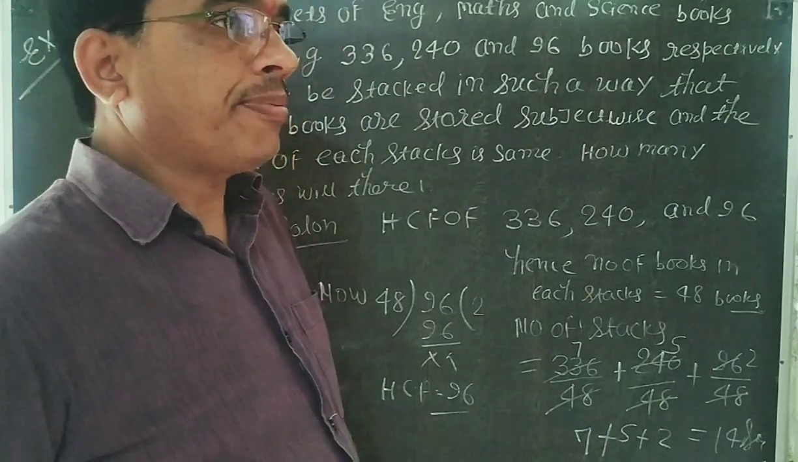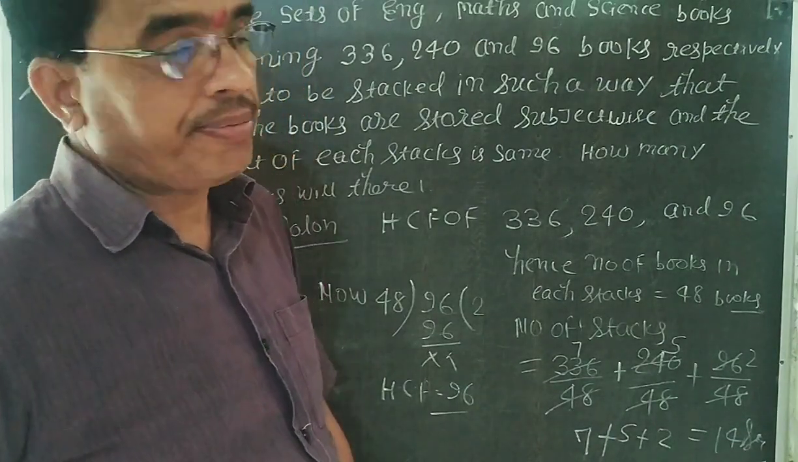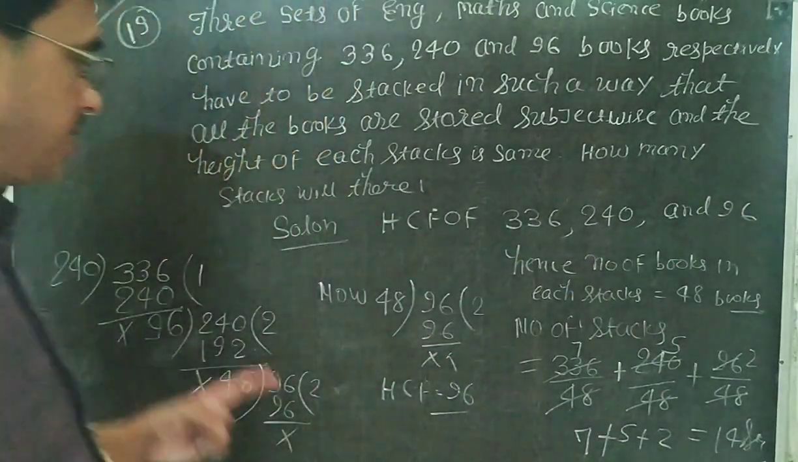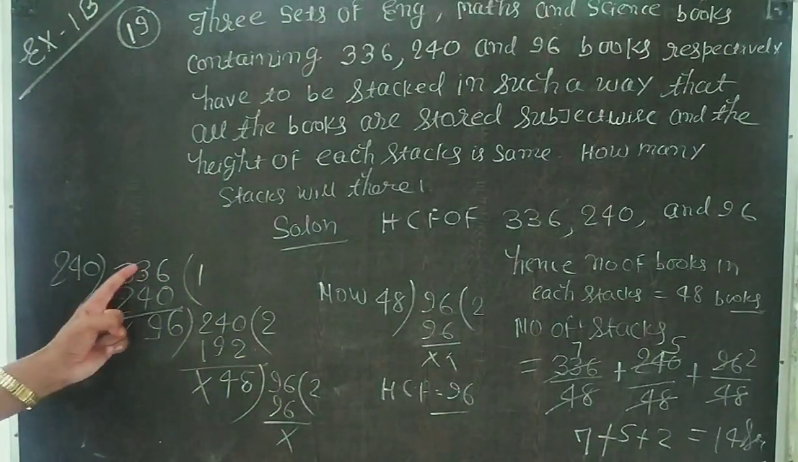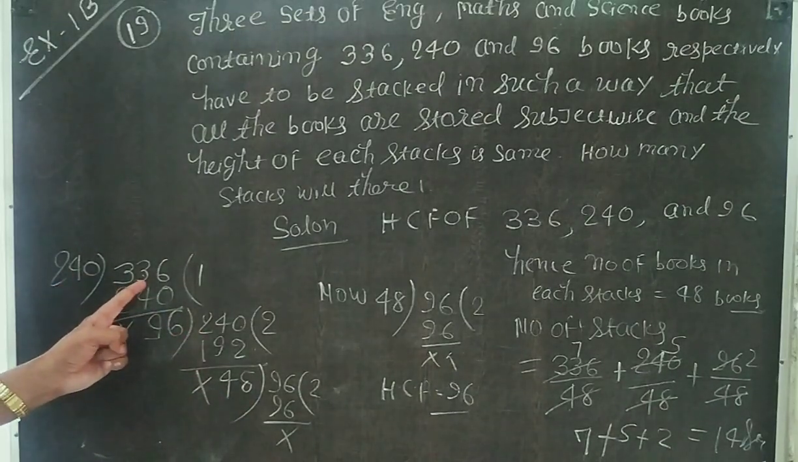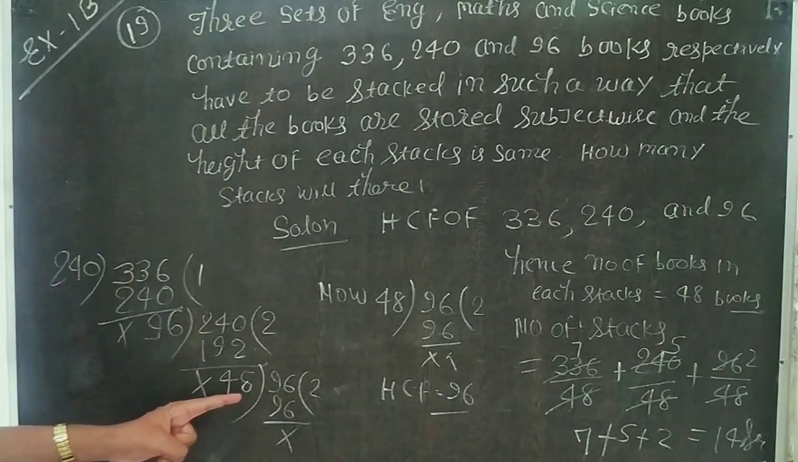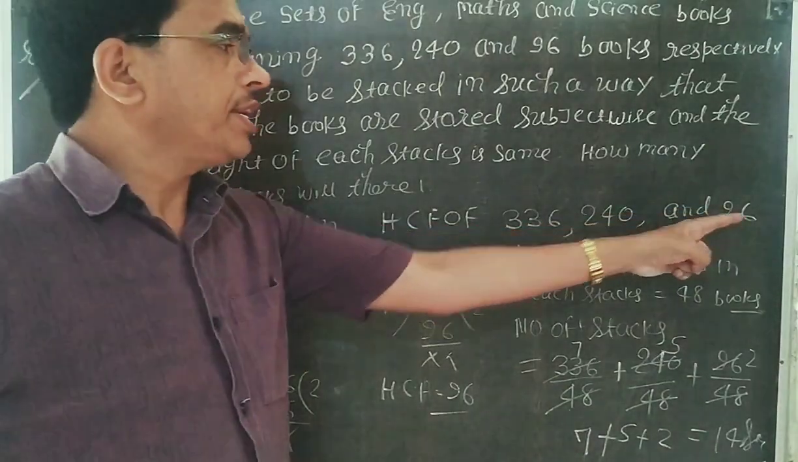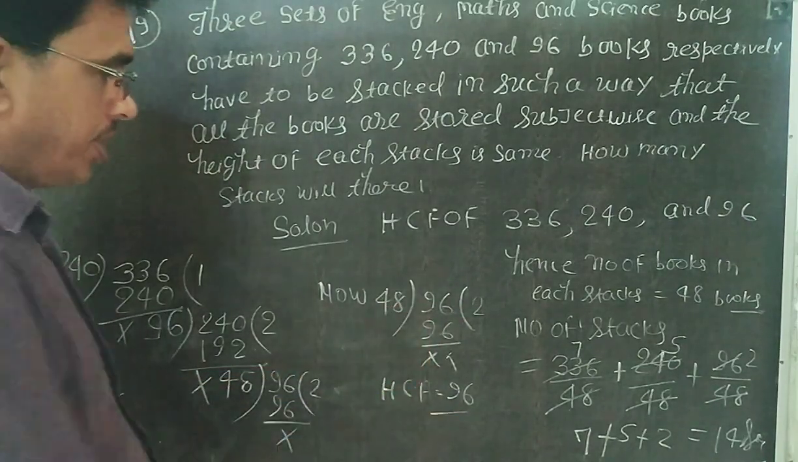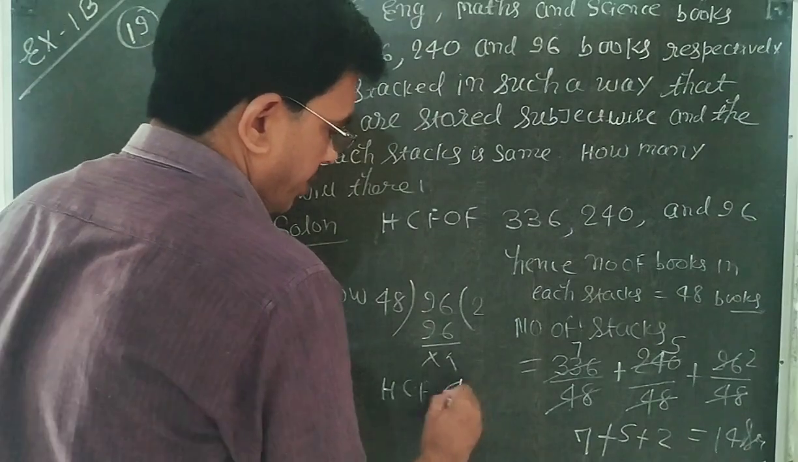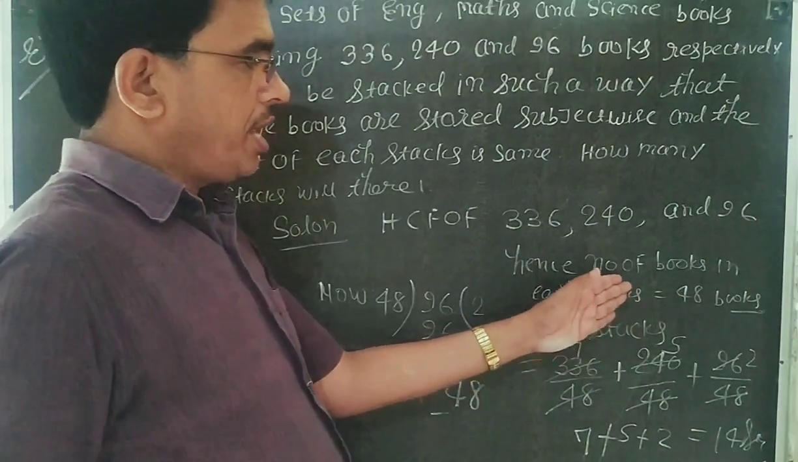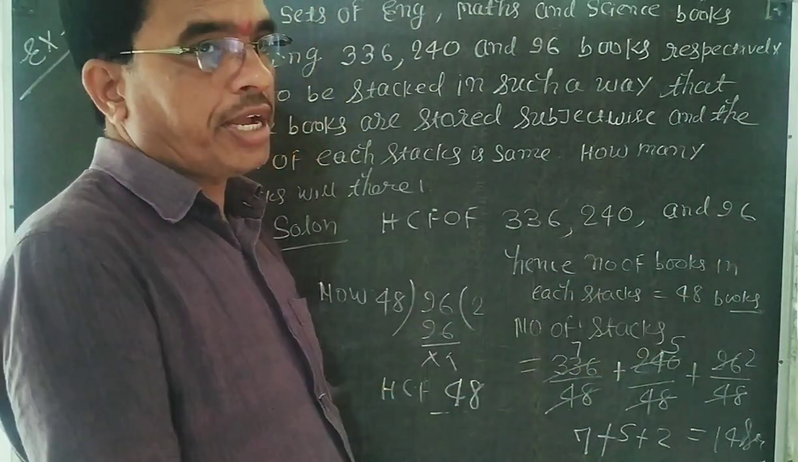So dear student, this type of question is solved by the method of HCF. First you find the HCF of 336, 240 and 96 by the division method. Dividing 336 and 240, you get the HCF 48. Now take 48 and 96, and again find the HCF of 48 and 96. Then your HCF is 48. Hence we can say the number of books in each stack is 48.